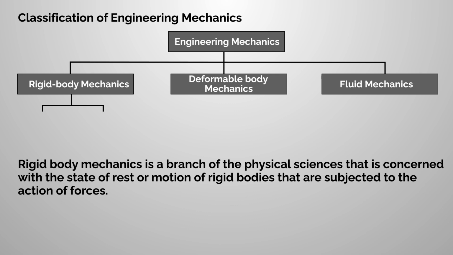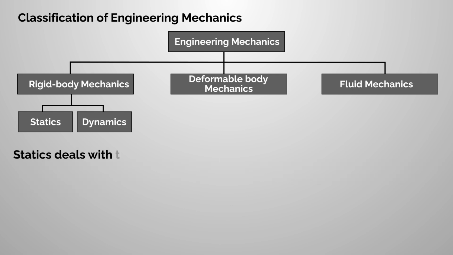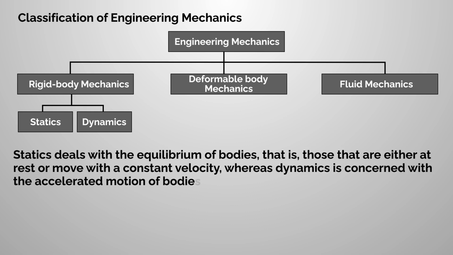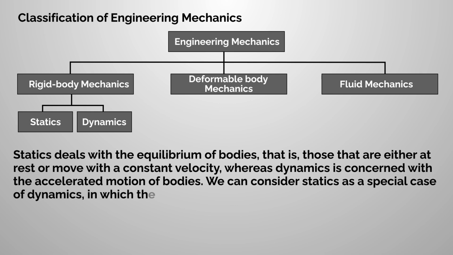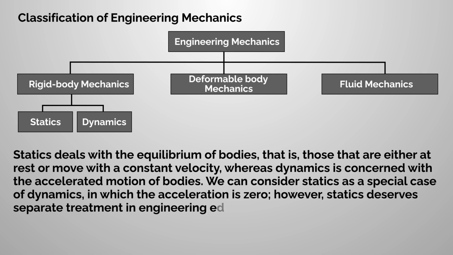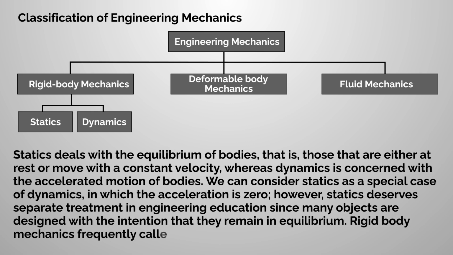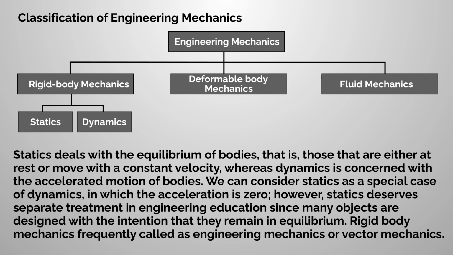Rigid body mechanics is divided into two areas: statics and dynamics. Statics deals with the equilibrium of bodies, that is, those that are either at rest or move with a constant velocity, whereas dynamics is concerned with the accelerated motion of bodies. We can consider statics as a special case of dynamics, in which the acceleration is zero. However, statics deserves separate treatment in engineering education since many objects are designed with the intention that they remain in equilibrium. Rigid body mechanics is frequently called engineering mechanics or vector mechanics.